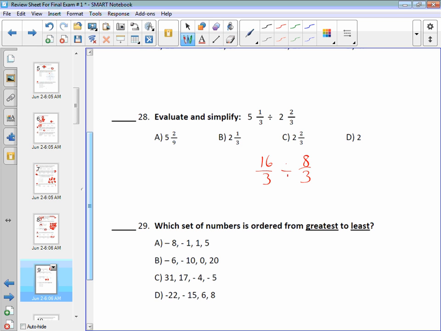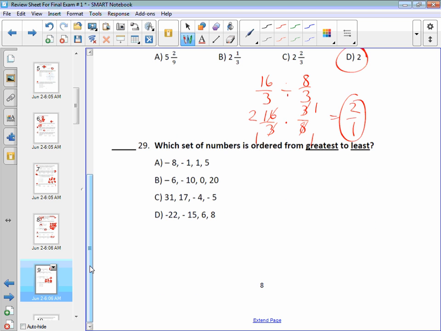Now I'm going to do my keep, change, and my flip. Jake, focus please. I keep this the way it is. I change that to multiplication. I turn 8/3 into 3/8. Watch this. Ready? That becomes 1 and 1. This becomes 2 over 1.